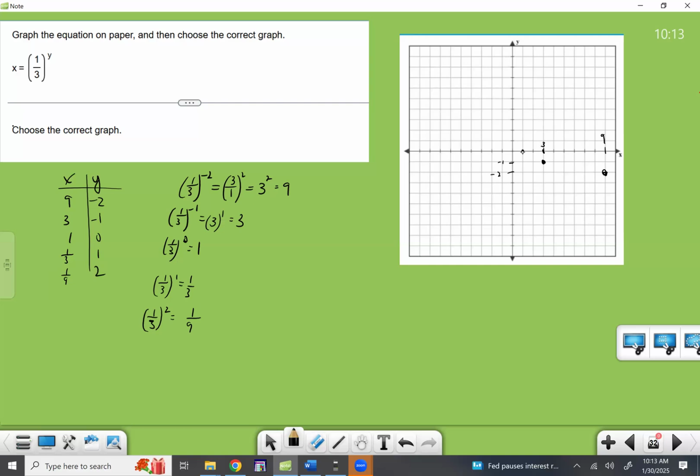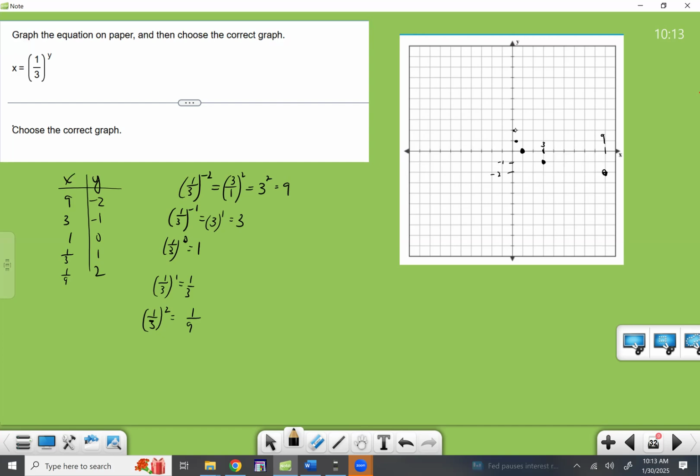1, 0 is right here. A third, comma 1, so a little bit up 1. And even smaller, a 9th, comma 2. I'm just kind of faking these a little bit, you guys, because no one's going to be able to tell 1/9 when you're graphing it.